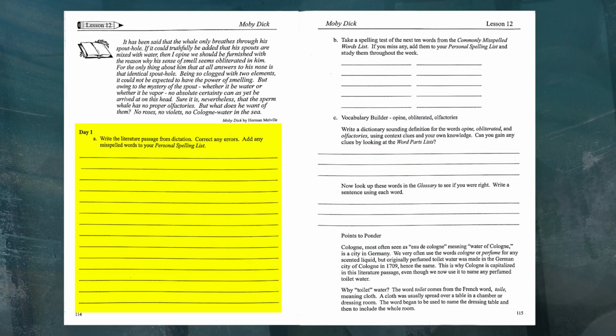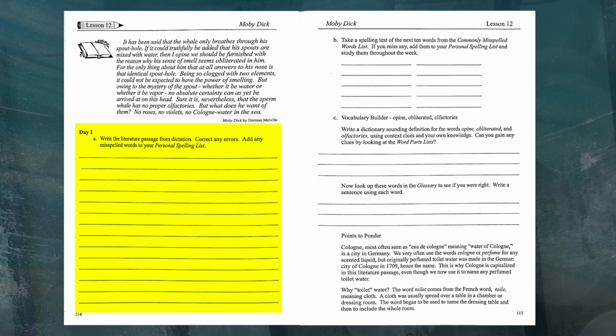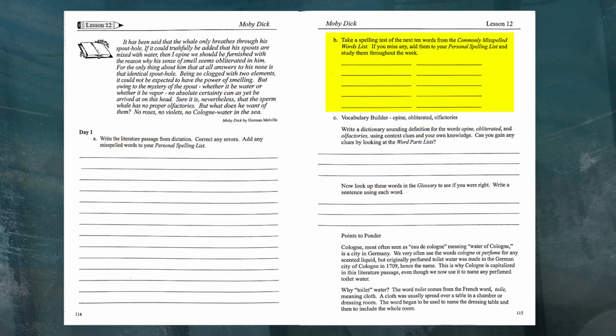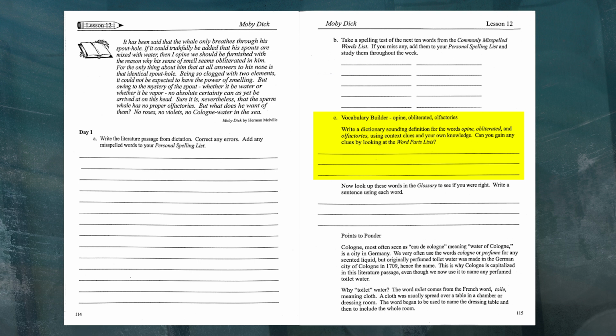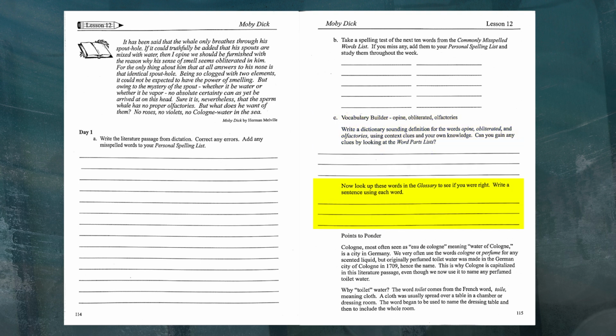Monday. Write the Moby Dick passage from dictation. Add any misspelled words to your personal spelling list. Take a spelling test of the next 10 words from the commonly misspelled words list in the back of the book. For vocabulary, you have 3 new words. Write your own dictionary-style definition, then look them up in the glossary to see if you are right. Write a sentence for each word.